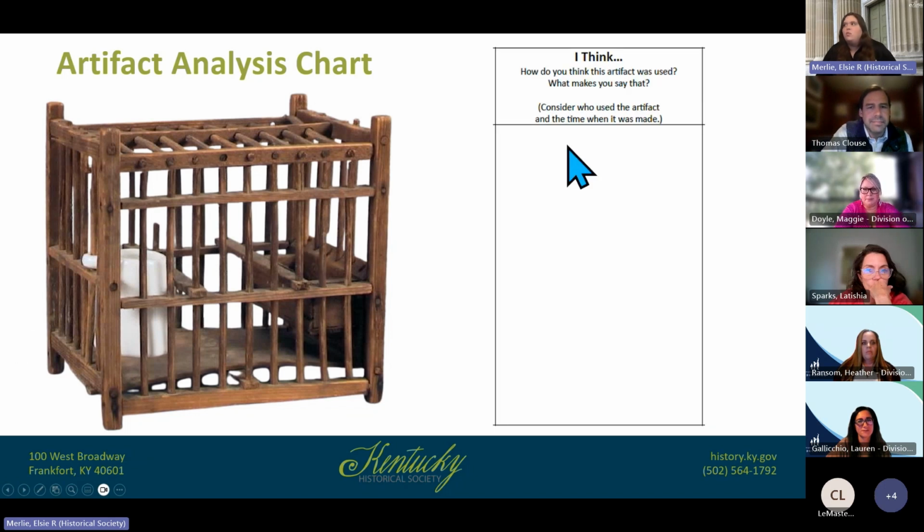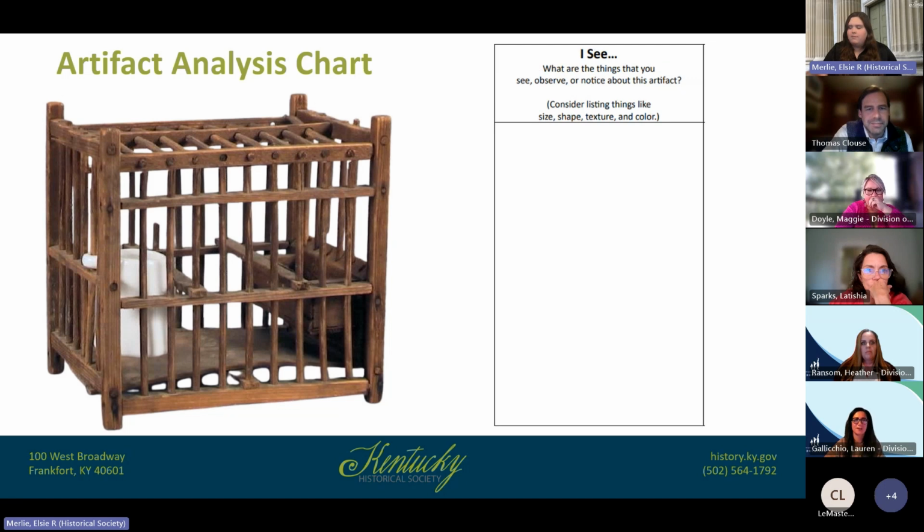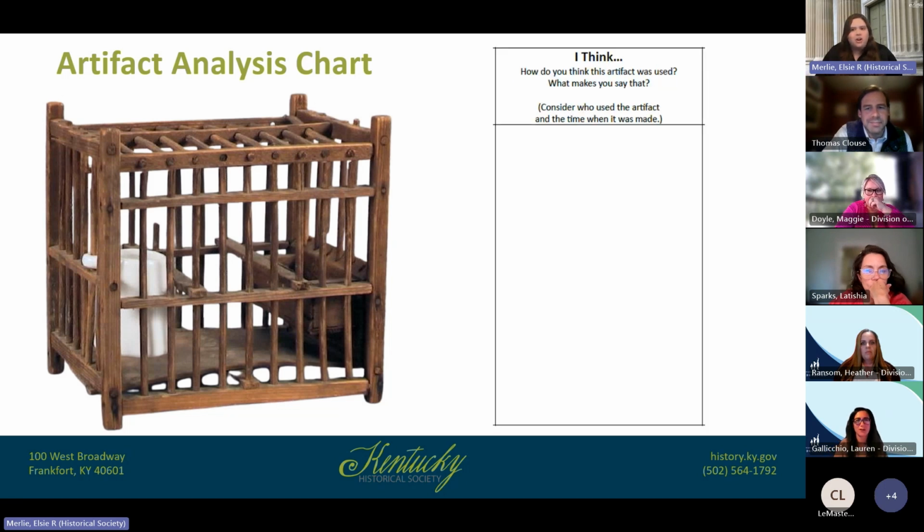Now we have I think. How do you think this artifact was used? What makes you say that? And then things to consider would be who used the artifact and the time when it was made. And like I said, feel free to unmute and share if you're comfortable.